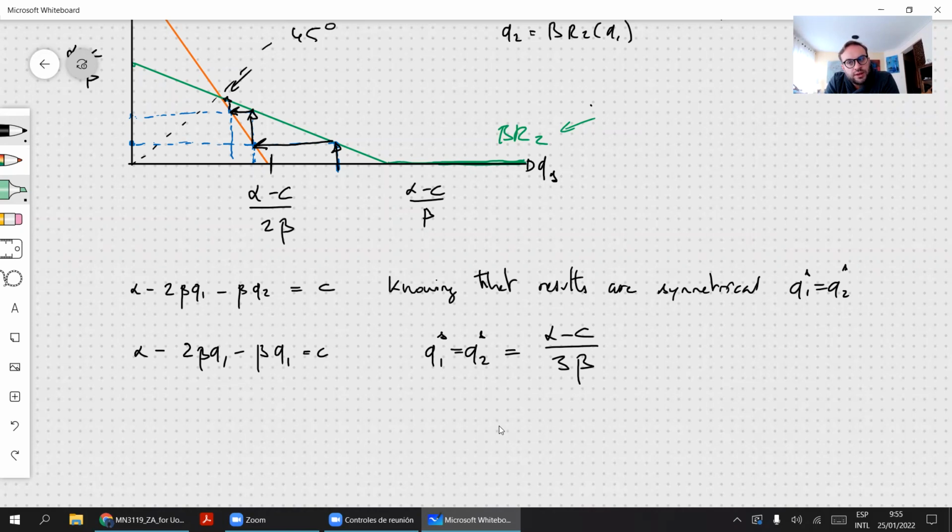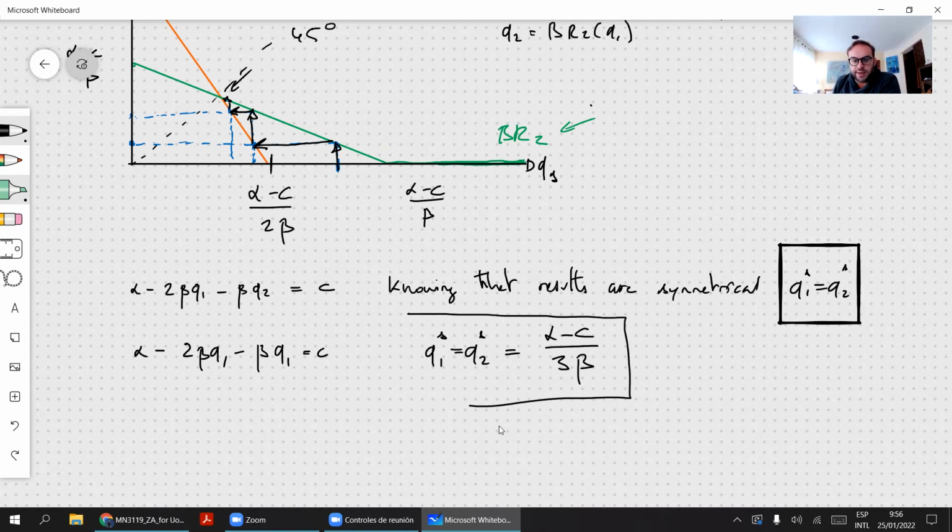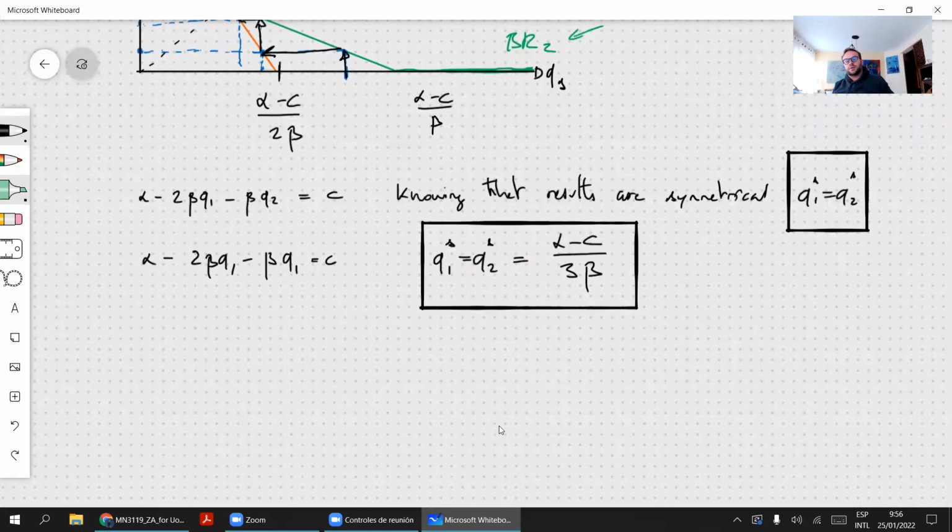There's nothing bad with this, but you need to justify. You need to state explicitly, because the results are symmetrical, because the agents are solving the same problem, we know that the equilibrium is going to be symmetrical. That means that the quantities are going to be the same. Therefore, I can just substitute one of the variables in my problem, and then I get the result very easily. And if you have n firms, this is going to be true for the n firms.